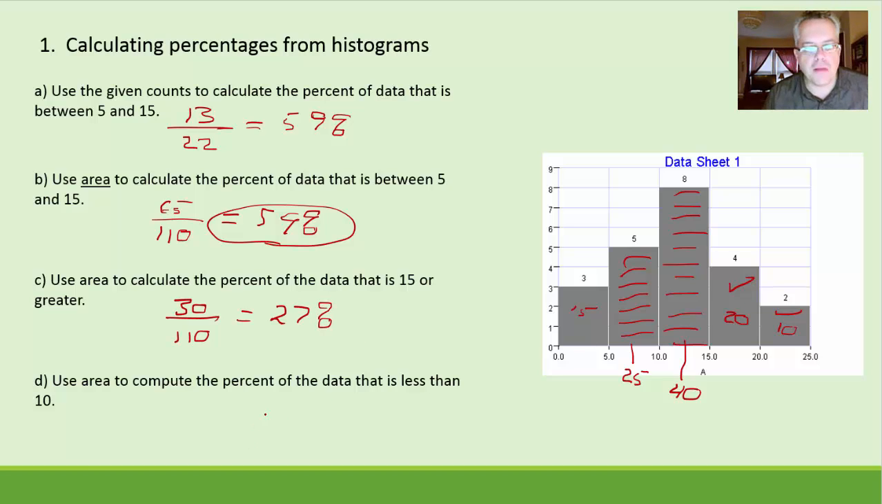Okay, one more using this graph. It says use the area to compute the percent of data that is less than 10. Less than 10 would be this bar and this bar. So the area that corresponds to the part less than 10 are these first two bars. So 15 plus 25 is 40, divided by the total area, and we get 36.4%, or about 36%. So again, if we want to know the percent of data that lies between two values, it's the percent of area that lies between those two values.